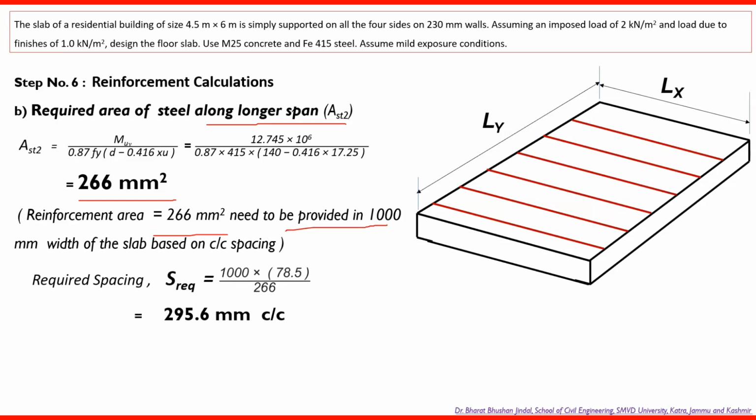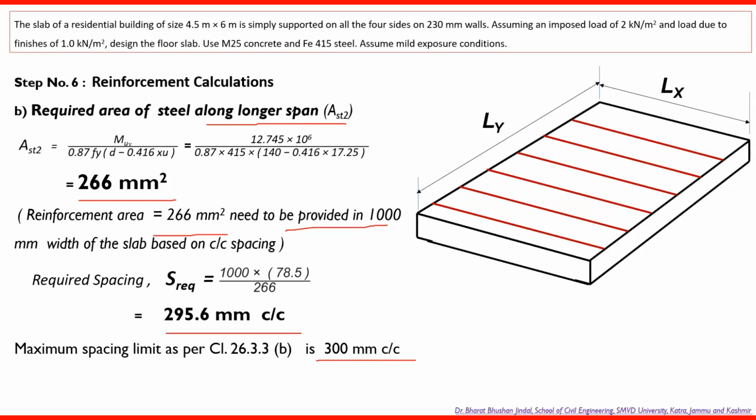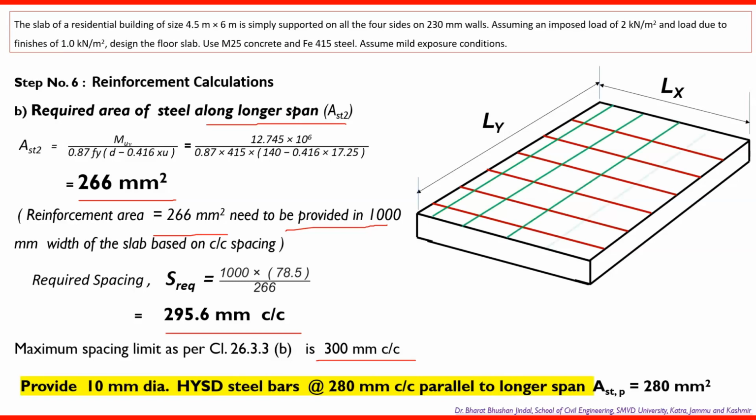Again, similar to the previous step, we get the required spacing between the bars parallel to the longer span. That comes out to be 295.6 millimeters center to center. Going through the code guideline, the maximum or limiting spacing is 300 millimeters center to center. So ultimately we are providing 10 mm dia bar at a center to center spacing of 280 millimeter, which is lesser than 295, so it's okay.